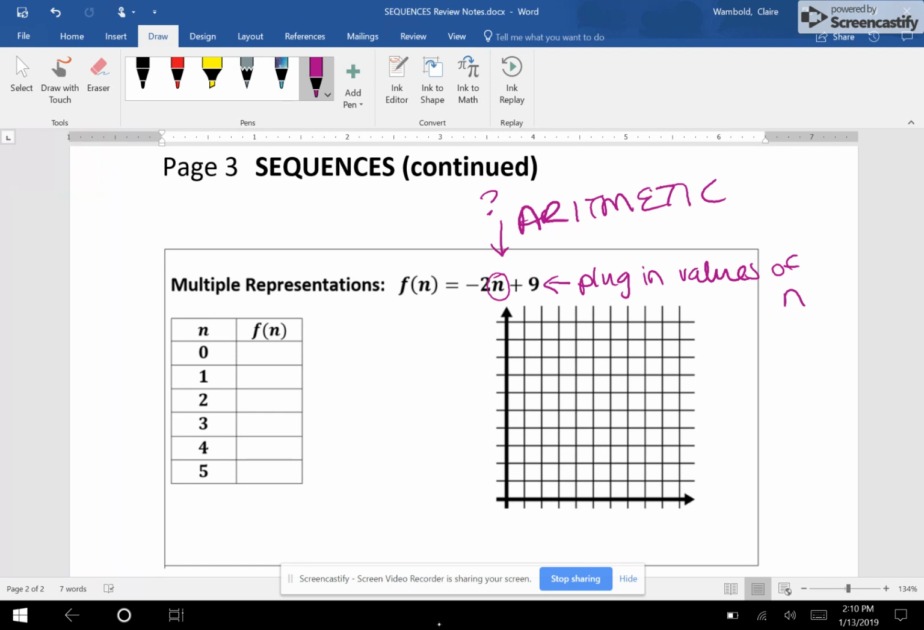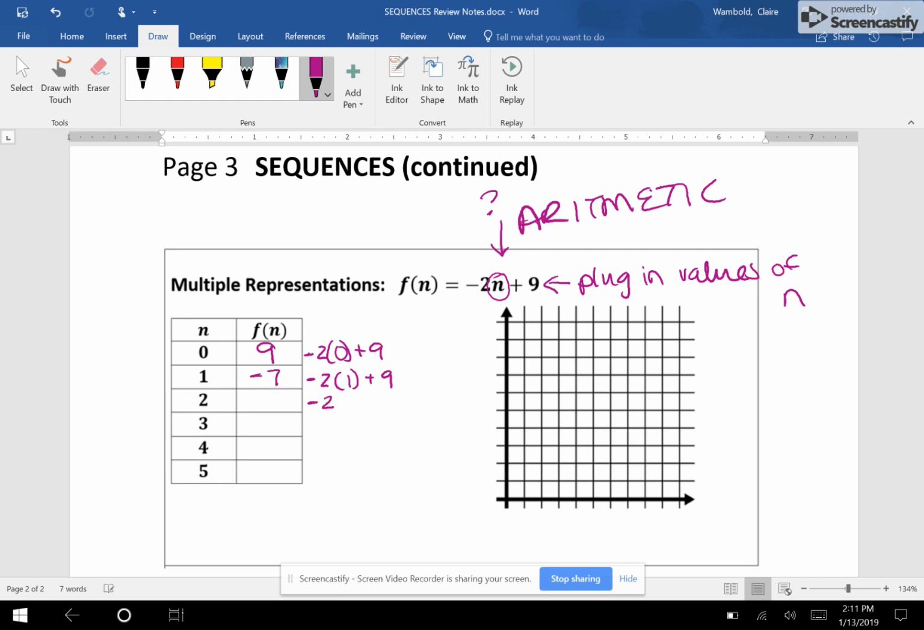As we fill out our table, our first value is 0. So I'm going to do negative 2 times 0 plus 9. This is 0 plus 9, which makes our f of n value 9. Okay, we can keep going. Negative 2 times 1 plus 9. Negative 2 times 1 is negative 2, plus 9 gives us negative 7.